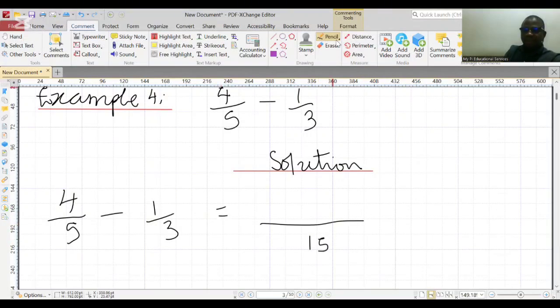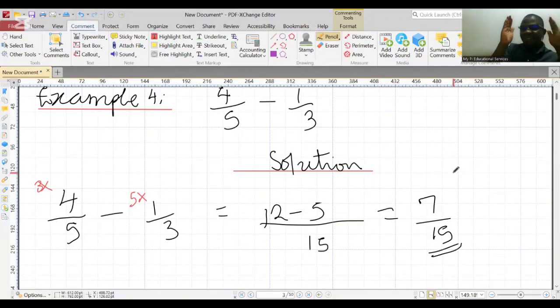15 divided by 5 will give you 3, and 3 times 4. 15 divided by 3 will give you 5, then we'll have 5 times 1. So 3 times 4 will give you 12, minus 5 times 1 will give you 5. And 12 minus 5 will give you 7 out of 15. So that is the final answer. So that is very easy.